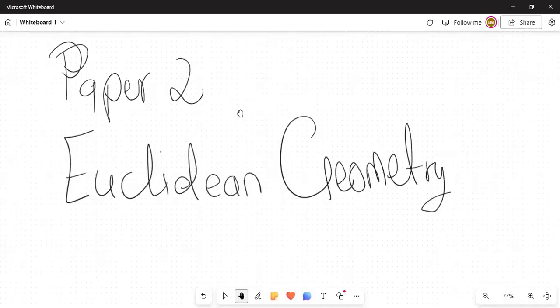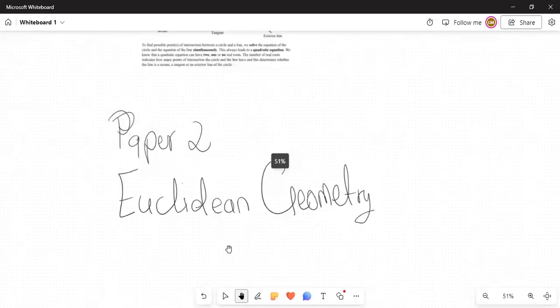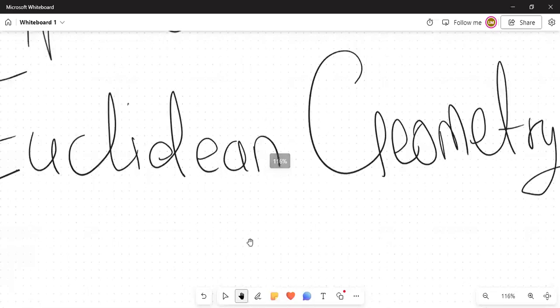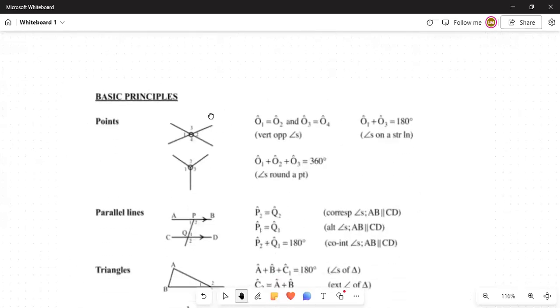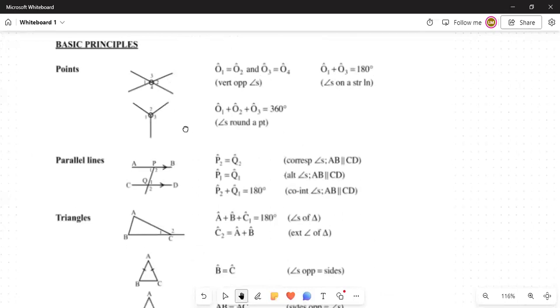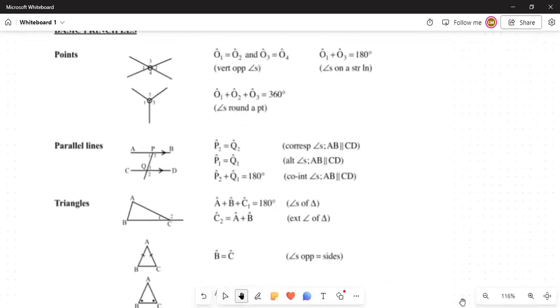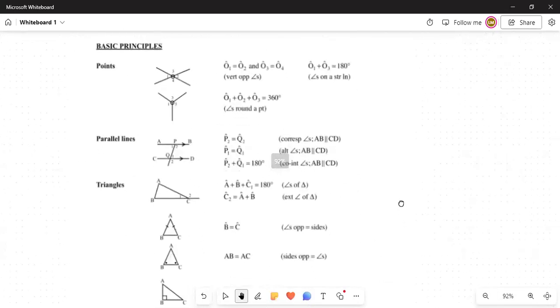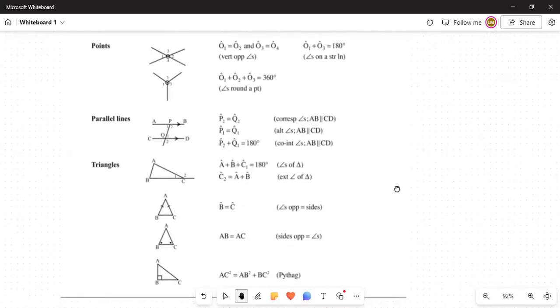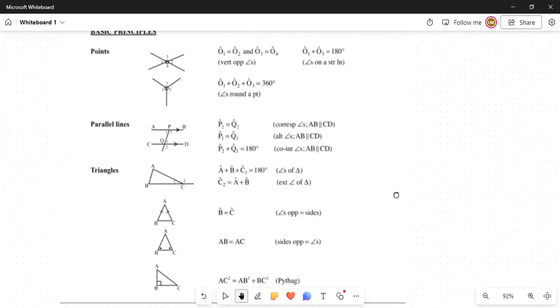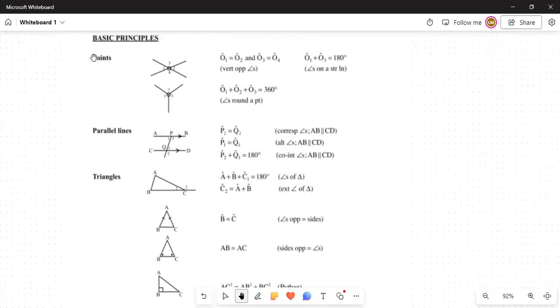Euclidean Geometry calculation. So the first things we have are the basic principles that you might have learned from grade 9. And we look at things such as things that you can work around with your positive points.